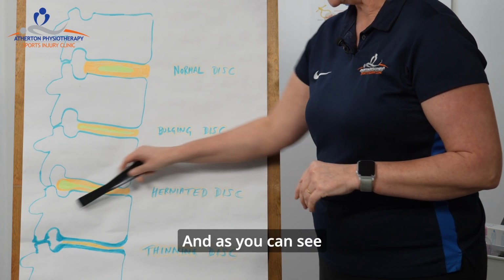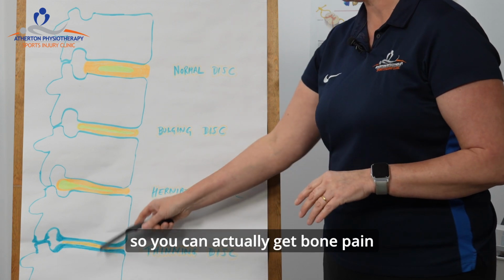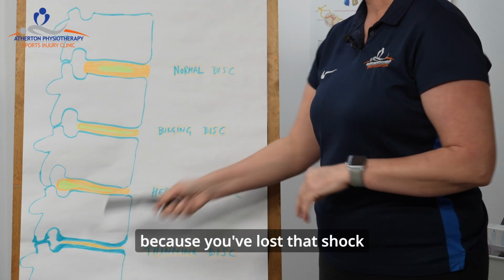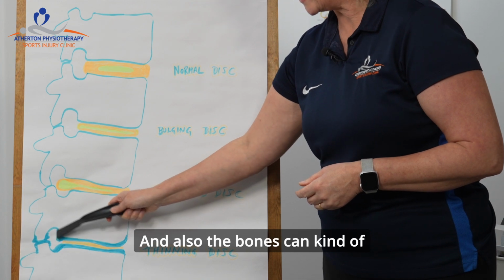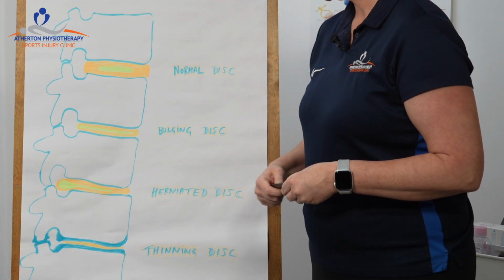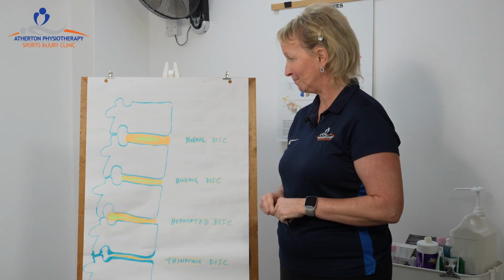And as you can see from this blue area here, that's just showing that now the bone hardens, so you can actually get bone pain because you've lost that shock absorbency there. And also the bones can kind of grow around this hole here, and that's another reason why that hole can get smaller as well.